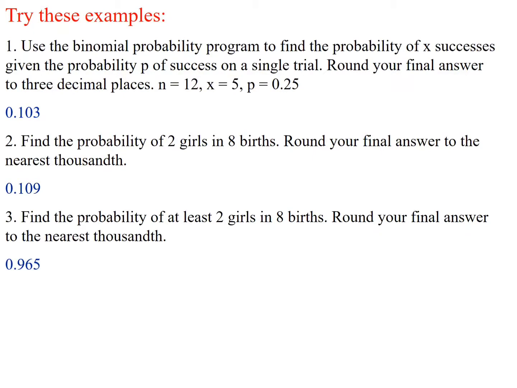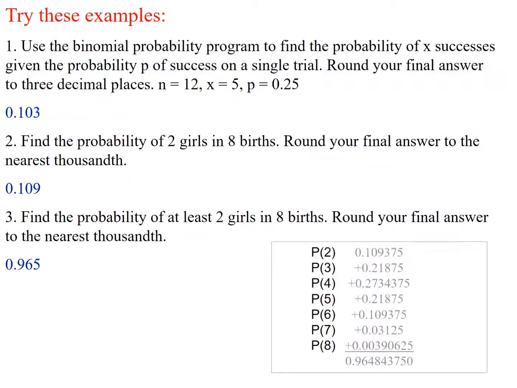Now for number 3, I don't know how you must have attempted it, but here is a snippet of what you could have done. Find the probability of at least 2 girls in 8 births. Round your final answer to the nearest thousandth. So at least 2, that's 2. Probability of 2, probability of 3, 4, 5, 6, 7, 8, and you get 0.96484. That would be your final answer. And then if you round it to the nearest thousandth, 0.965.